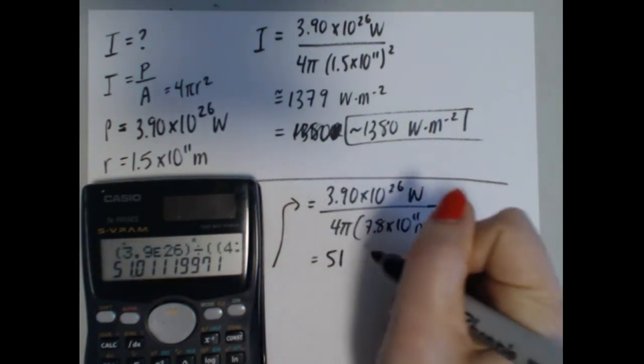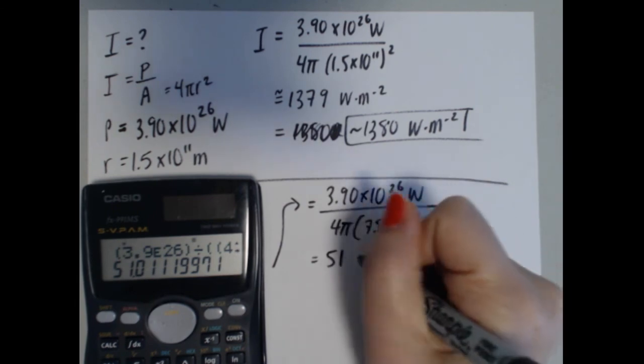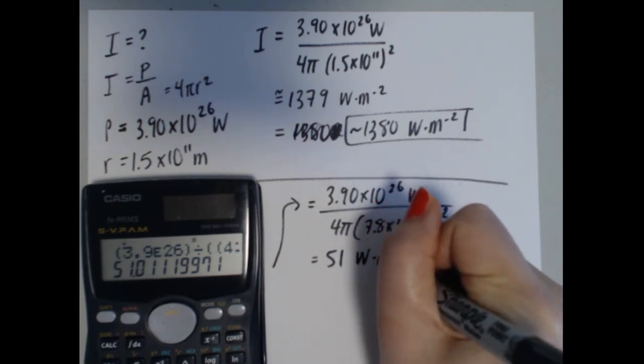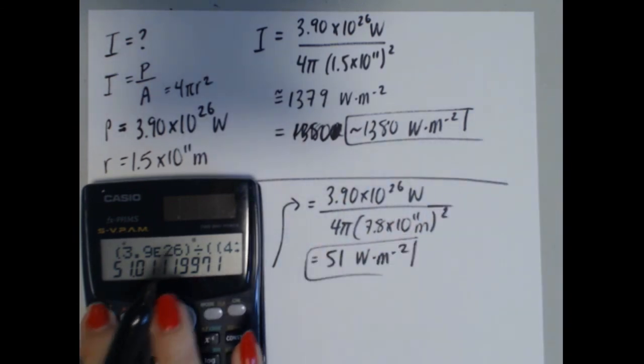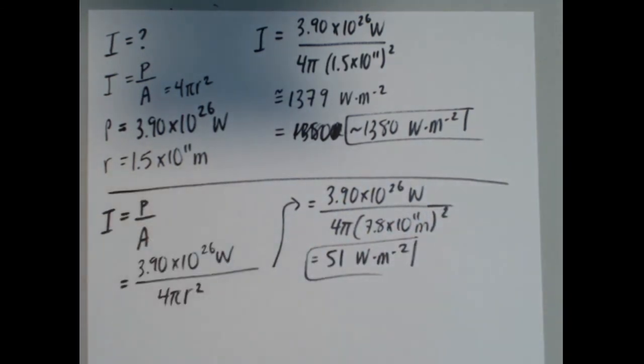All right, so that's about 51. That's a lot less than what we had before: 51 watts per square meter compared to 1,380 watts per square meter. And don't forget, Jupiter is the largest planet, so depending on where you are on the planet, that energy will get dispersed and scattered even more. This just goes to show mathematically why the outer planets, so Saturn, Jupiter, Uranus, Neptune, are so much colder than the inner planets.